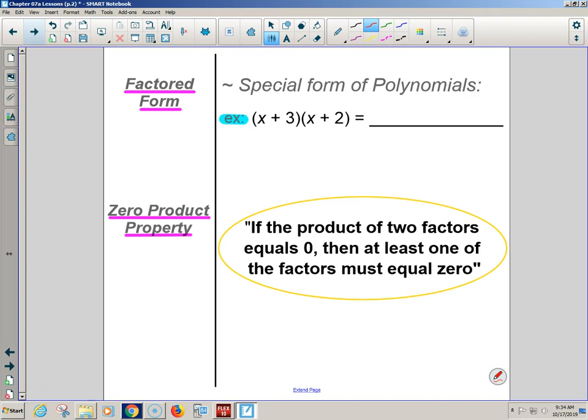A special form of a polynomial. If you were to look at a polynomial, and if it was to look like this, which you guys have been seeing kind of in homework here or there, this is what we call factored form.